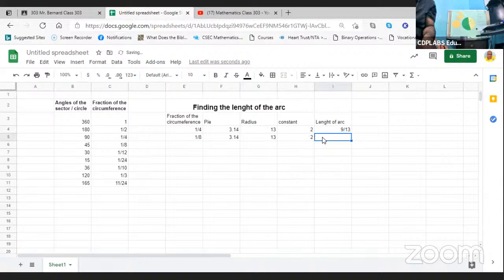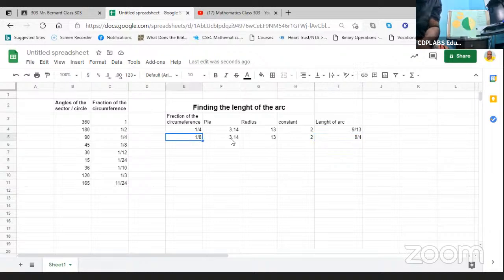So this is going to be equal to this times this times this times this. Why am I getting 2? Something is not right here. We're not supposed to get 2. So 1/8 of 3.14. Let me double check that. Something is not right.